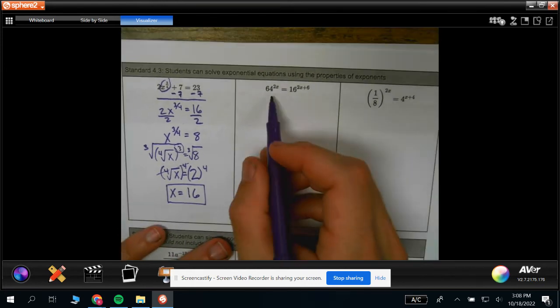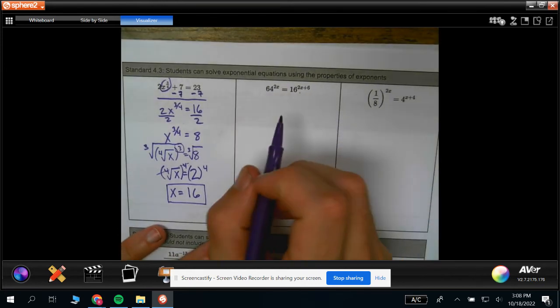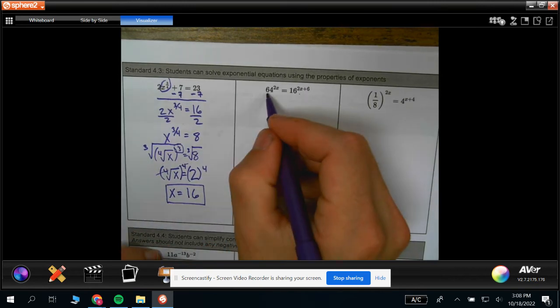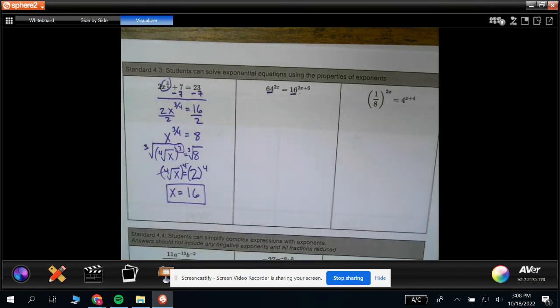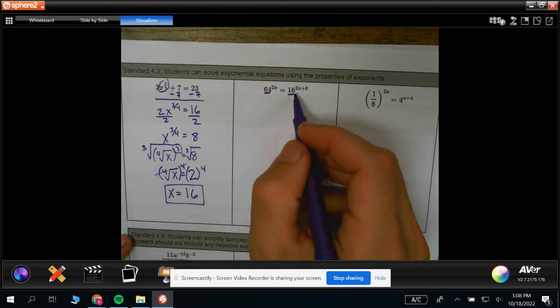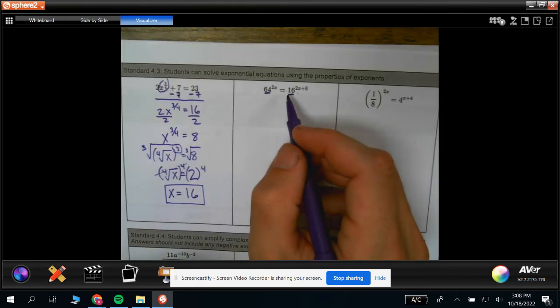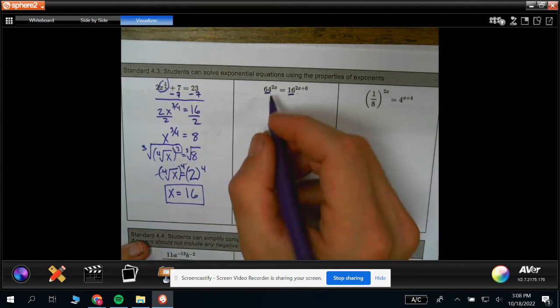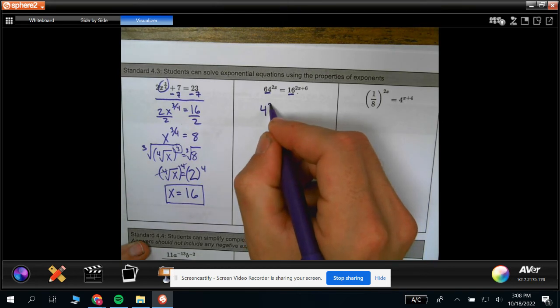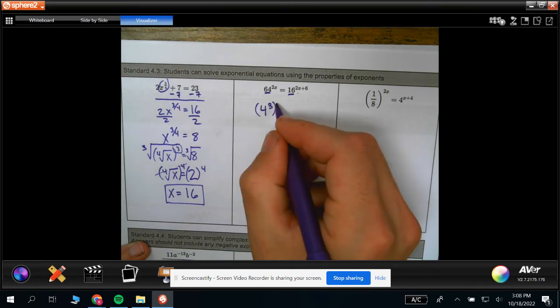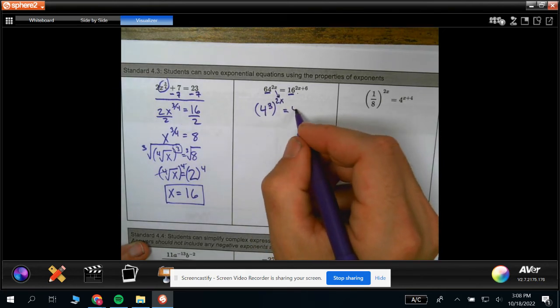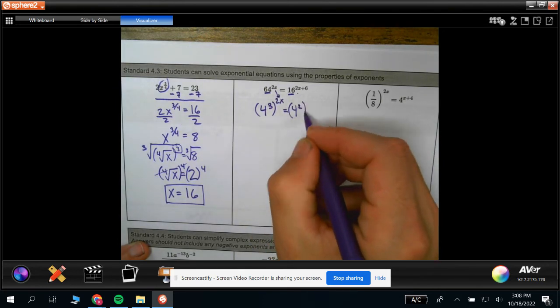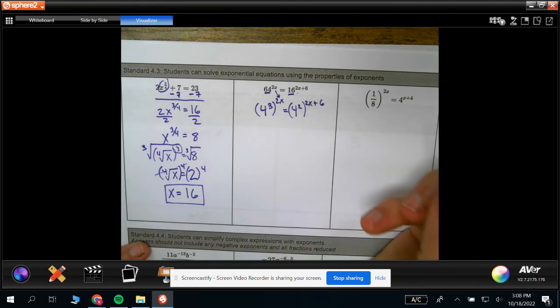Next one, when we've got two things equal, x is in the exponents, our goal is to have the same base. So we've got to make these two the same base. What number can be raised to a power, the same number, to equal both 64 and 16? Well, 2 works, but what other number? Is there a number bigger than 2? Sure. We can write 64 as 4 cubed and keep the 2x. And we can write 16 as 4 squared times 2x plus 6.